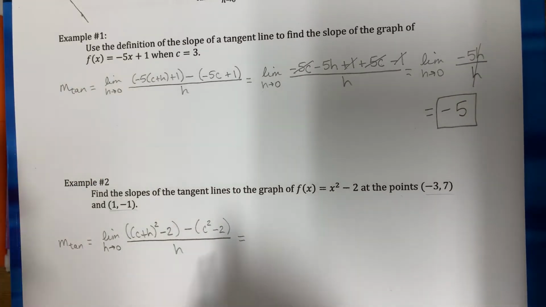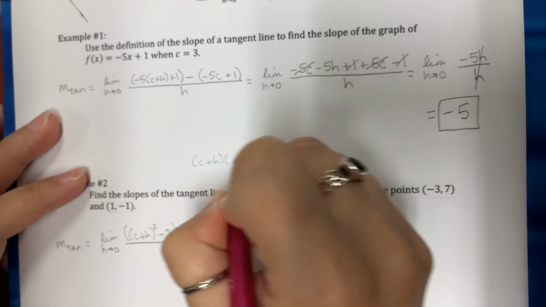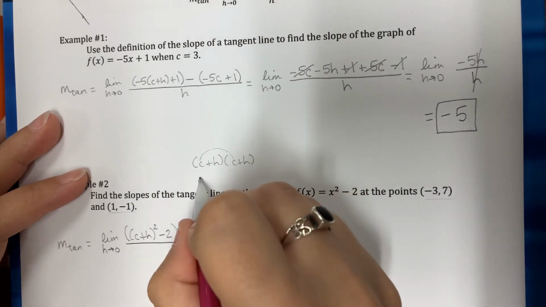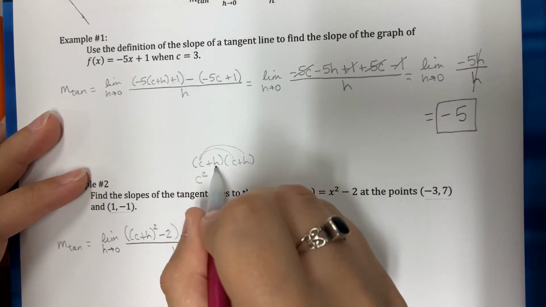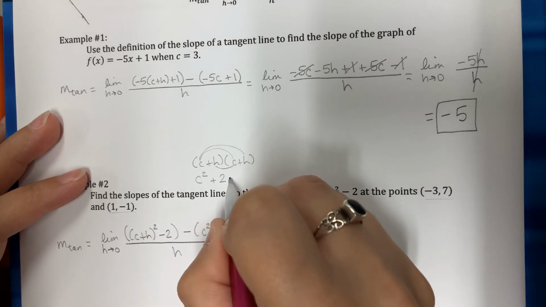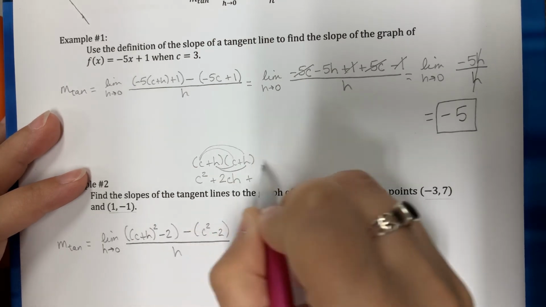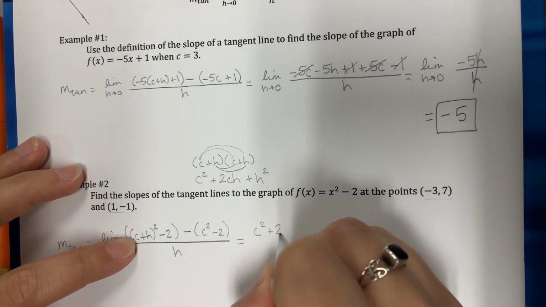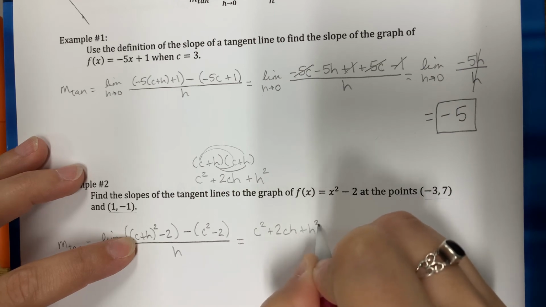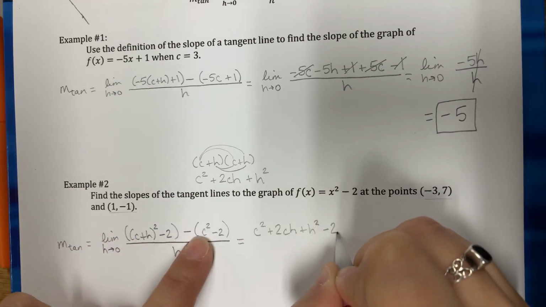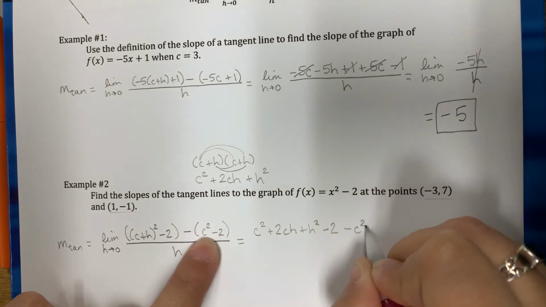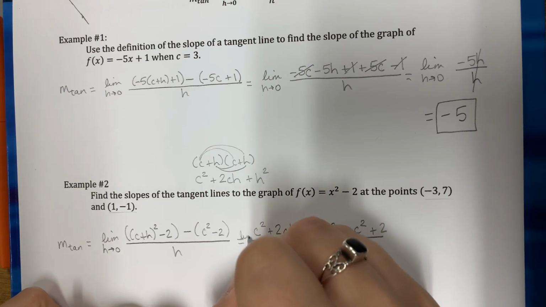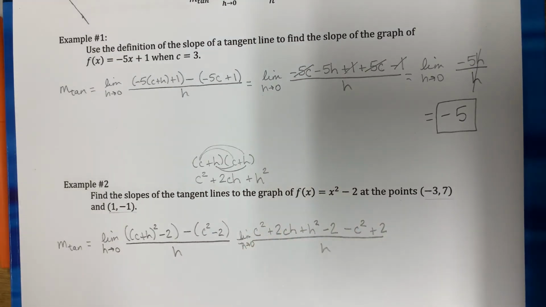Now this c plus h squared, that shows up quite a bit actually. So I'm going to, up here, show what happens when I square this out. This would be c squared, that'd be plus ch plus ch. So that's really plus 2ch plus h squared. So that's this first part. C squared plus 2ch plus h squared. And then I've got a minus 2 on there. Then I'm going to distribute my minus sign. Oh, I forgot my limit notation. Limit as h approaches 0.